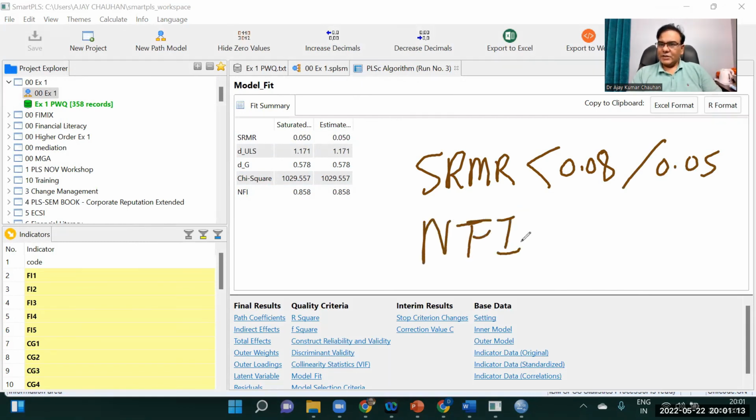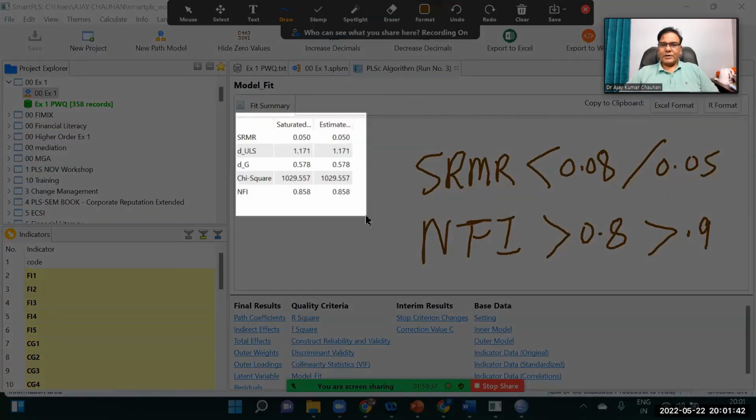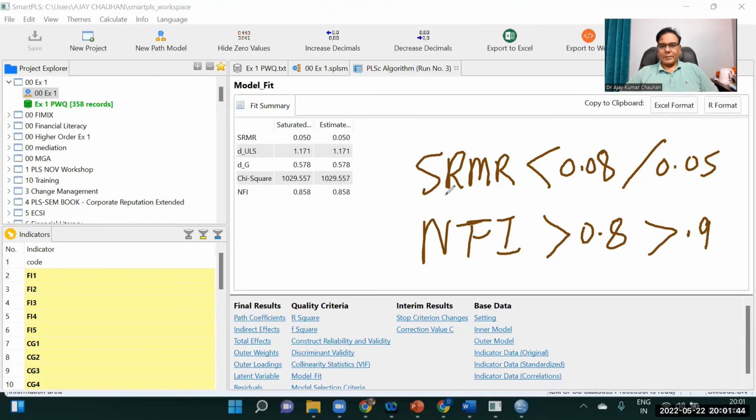in some papers, I have seen it should be greater than 0.8. In some papers, they quote 0.9. So SRMR less than 0.05 is excellent, 0.08 is satisfactory. NFI more than 0.8 is satisfactory, and NFI more than 0.9 is excellent. So this model fit you can also report in the paper.